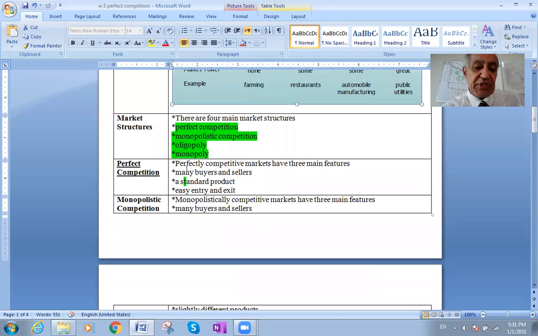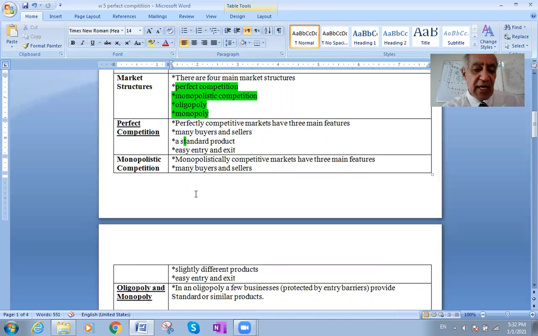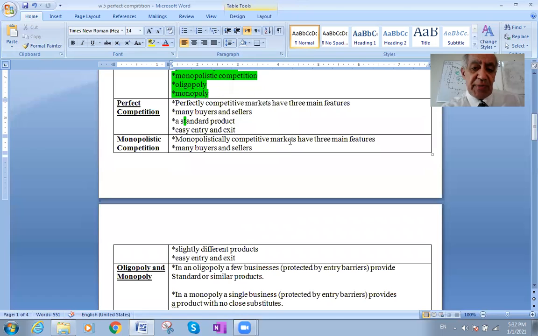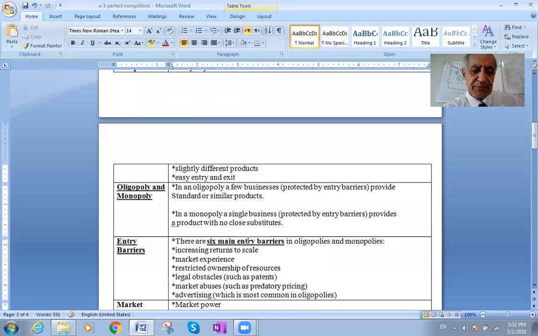So here is perfect competition again. Perfect competition markets have three main features: many buyers and sellers, standard, harmonized or homogeneous products, and easy entry and exit from the markets. Monopolistic competitive markets, as I'm reviewing, also have three main features: many buyers and sellers, slightly different products, and easy entry and exit.